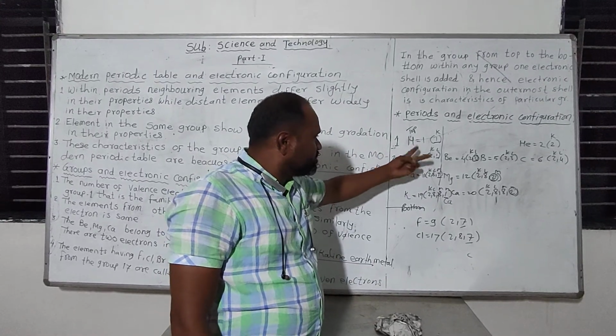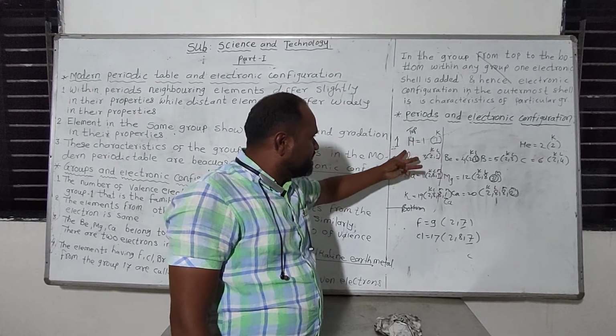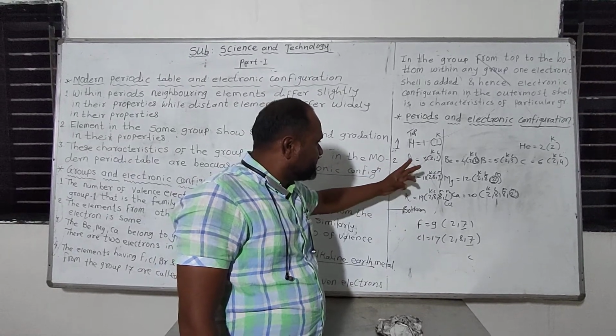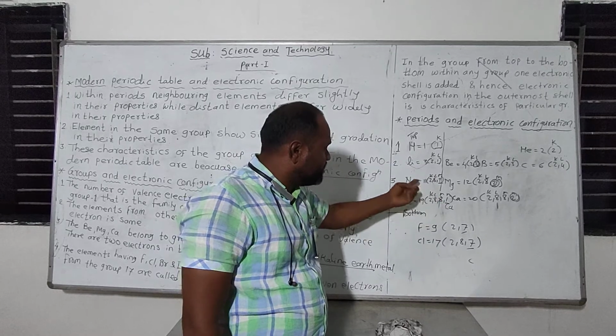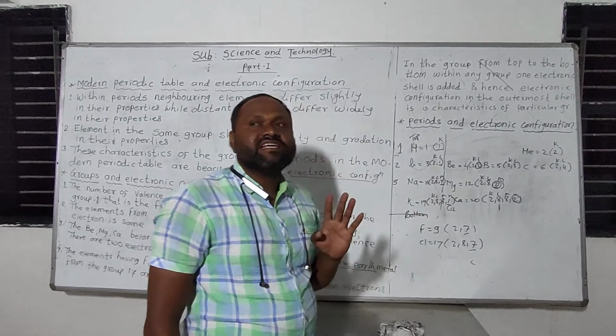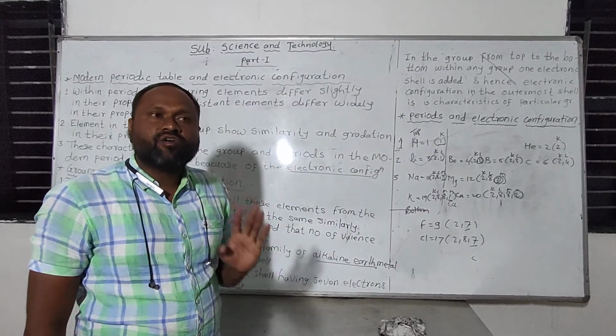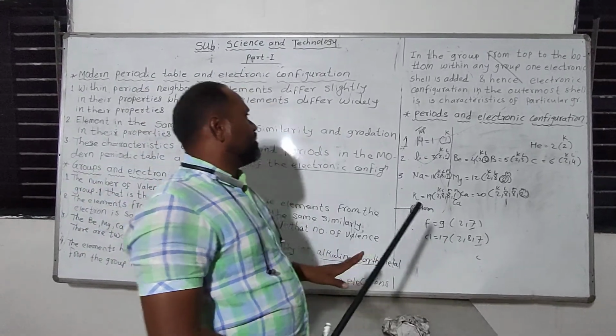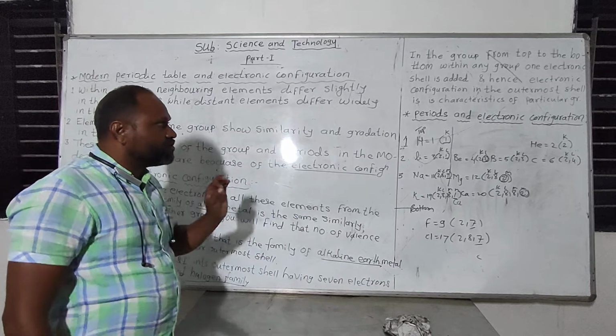Lithium to sodium: lithium has 2 cells, sodium has 3 cells. How many cells are added? 1 cell is added. Sodium has 3 cells, potassium has 4 cells. So how many cells are added? 1 cell is added. In a group, one cell is added each time. All these topics are discussed with the help of electronic configuration.